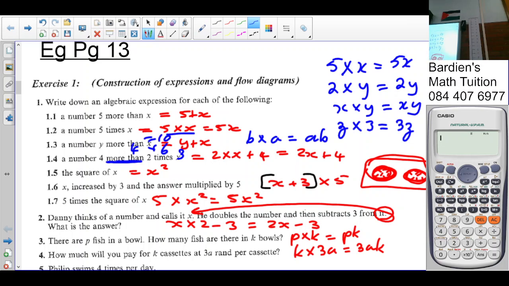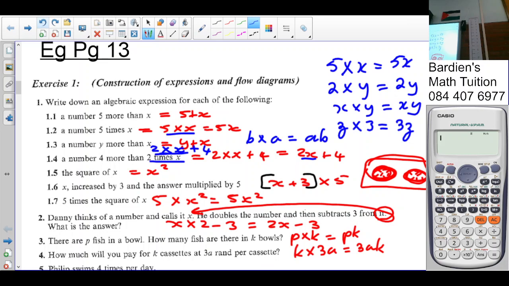So likewise, as we did then, we multiplied 2 by the number. So it's going to be 2 times x. And what's 2 times x? 2x. Can you see that, people? Yes. 2 times a number. A number 4 more than. So I must add 4. You understand? And what is 2 times x? 2x. Yeah, I got 2x plus 4.